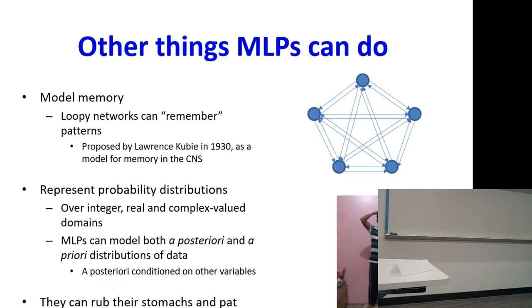Neural networks can compute, in addition to the kinds of functions that we saw, probability distributions over all kinds of domains, including complex valued domains. They can represent distributions of data. They can also compute a posteriori probability, meaning I have some belief about the world, then I see some data, I change my belief, and something else comes out. All of that can be modeled by neural networks, MLPs.